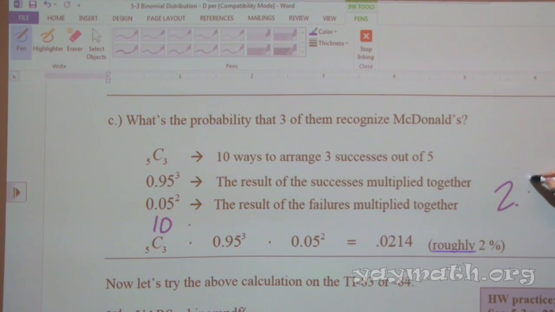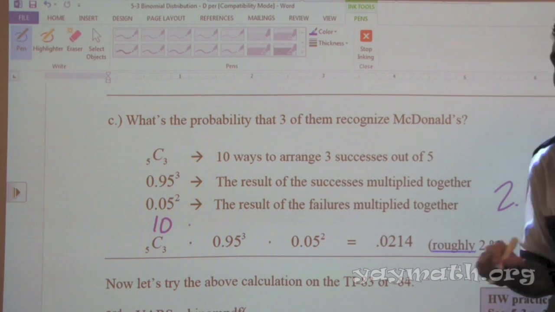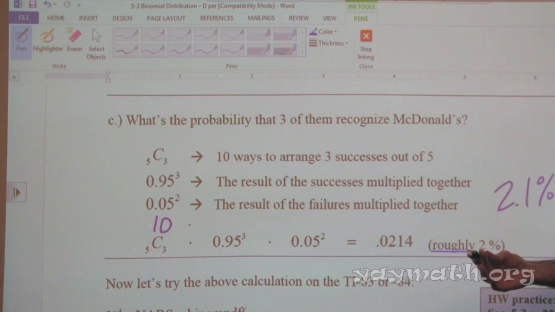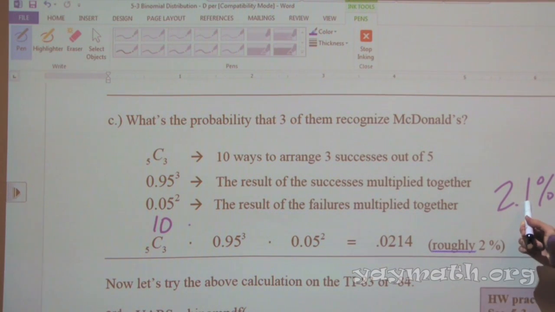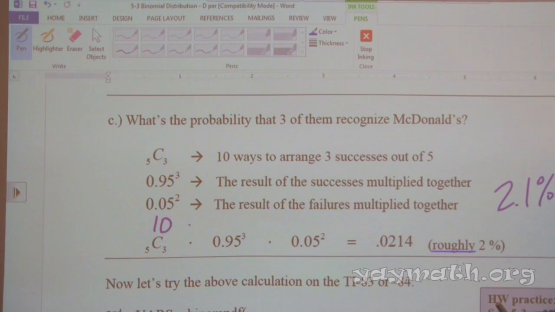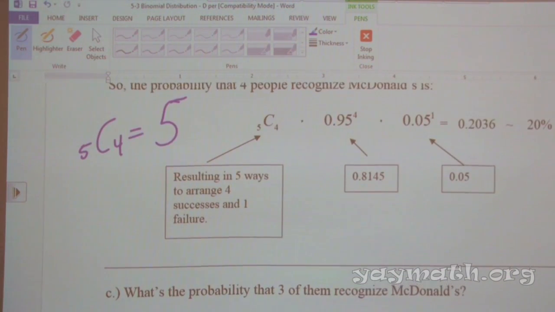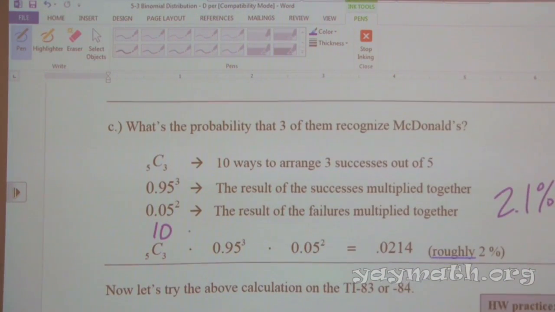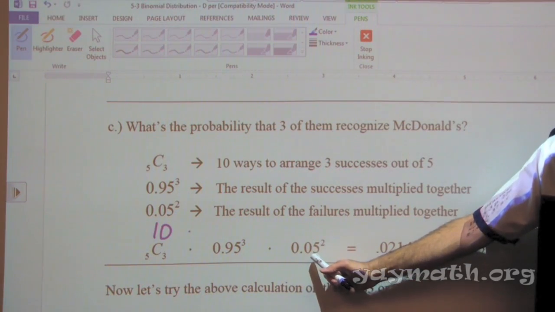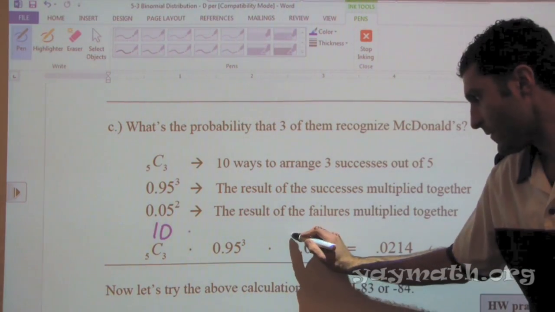Does that make sense? Does that fit? It does. 95% of people recognize McDonald's, so 3 out of 5 of them? Maybe. I feel like it's really low. It's pretty low. I don't know how it went down that much, because 95 is very high. So the probability of 2 not recognizing makes the fraction very small. 0.05 squared is 0.05.